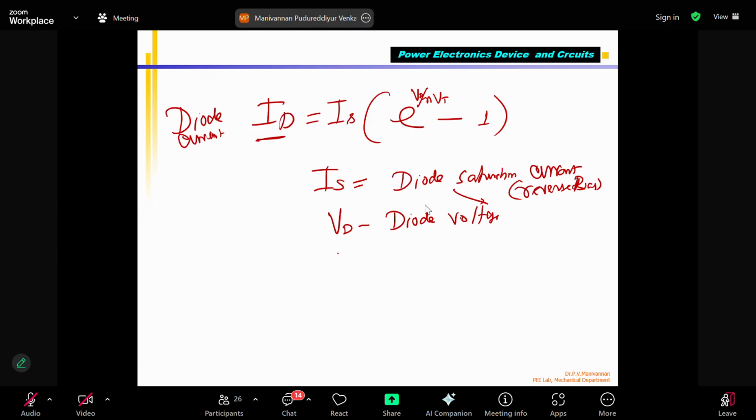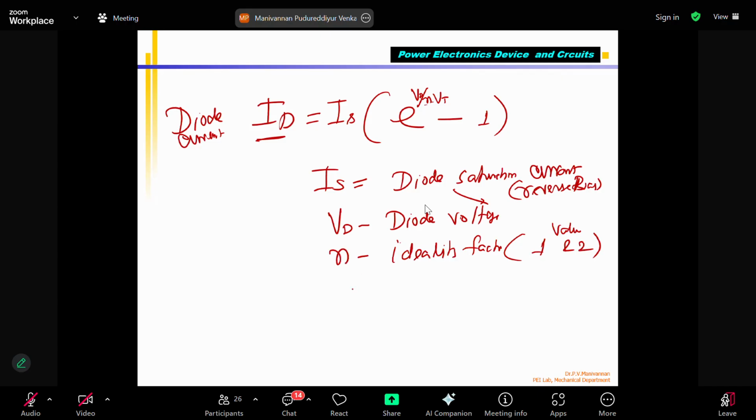Then we know that N is called the ideality factor. Generally, the value will be 1 or 2. The manufacturer data sheet will say what the value should be in this equation. In the denominator N is there. That value, whether 1 or 2, the manufacturer of the diode will say.